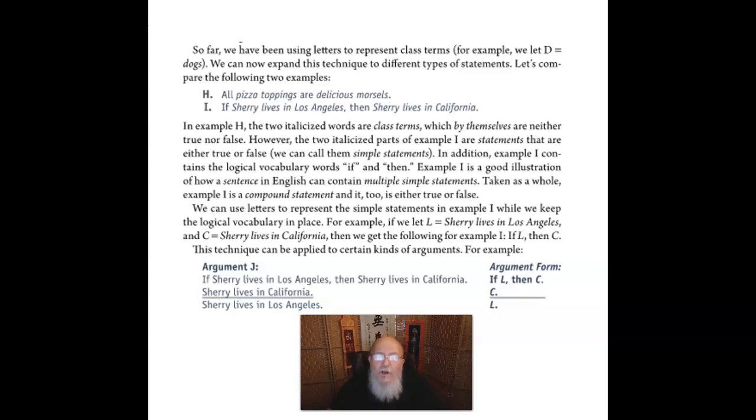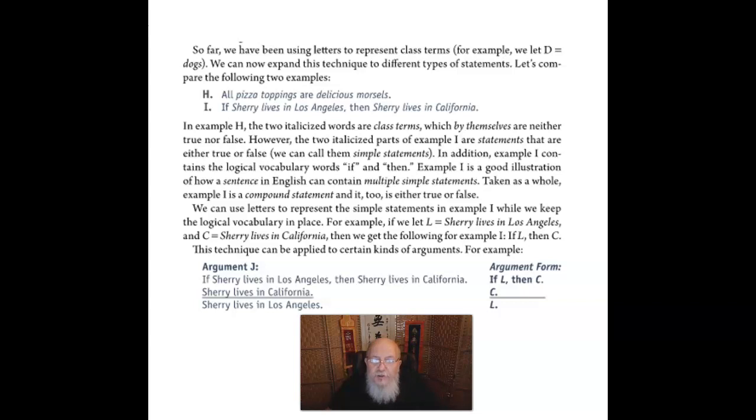Taken as a whole, example I is what we call a compound statement, and it, too, is either true or false. And we can use letters to represent the simple statements in example I while we keep the logical vocabulary in place. For example, if we let L equal Sherry lives in Los Angeles and C equal Sherry lives in California, then we get the following example I. If L, then C. This technique can be applied to certain kinds of arguments.